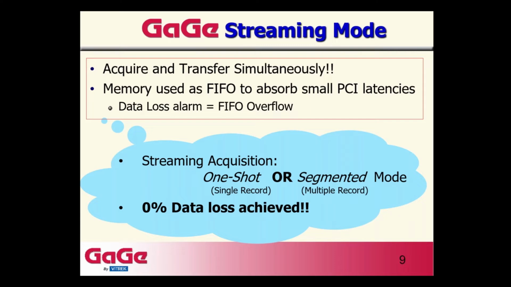And the memory gives us a kind of data loss alarm. If a PCI bus latency is long enough that this FIFO memory overflows, we can get an alarm that'll tell us, hey, we've lost data. Conversely, if we never receive this FIFO overflow alarm during a streaming acquisition, we can be sure that we haven't missed one drop of data.